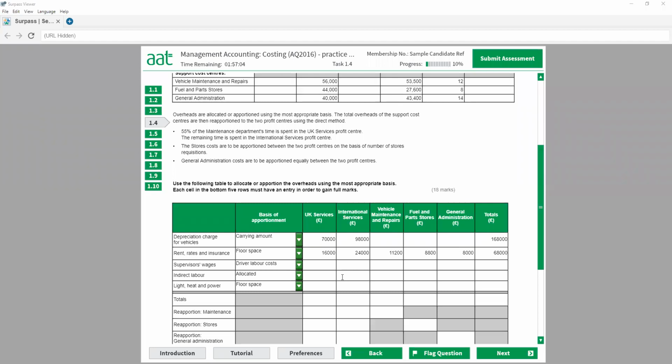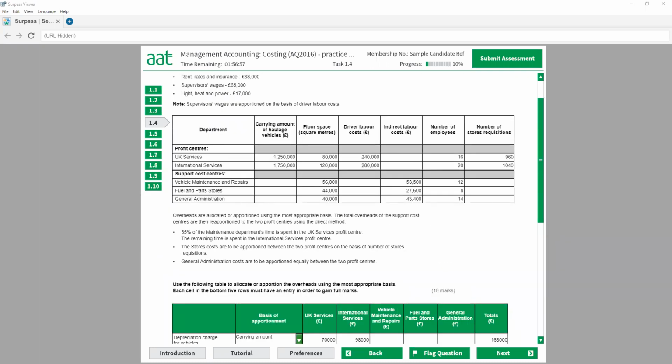The next one we have is supervisor wages. This is based on the driver labor cost. Let's have a look at how much the driver labor cost is. You have a total driver labor cost, that is these two. So let's add 240 plus 280, and that gives you 520 total. And we have to divide. How much is the supervisor wage? 65,000. So 65,000 divided by 520. For the UK, we multiply by 240, and for the international, we multiply by 280. That's it. So let's do that.